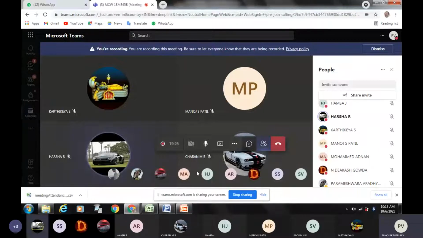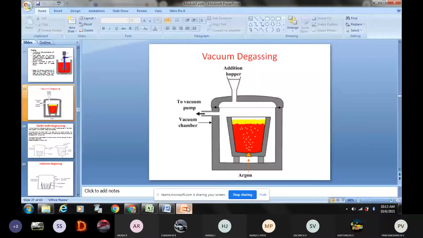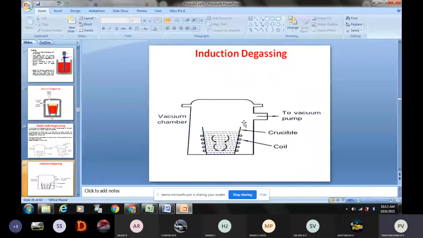No? You have understood this? What is flushing? What is vacuum degassing? Vacuum degassing by static method only, we have discussed it now. So now let us go to the next method of vacuum degassing. This is static bath degassing. Induction degassing. Now we are going to study about induction degassing. This is also vacuum only. Okay, vacuum induction degassing, that you should remember.